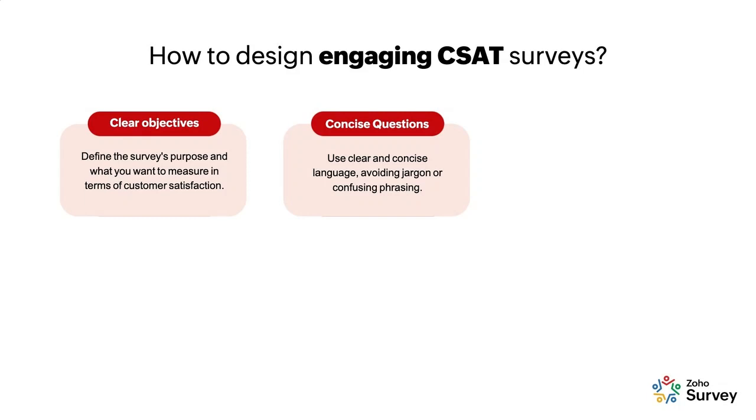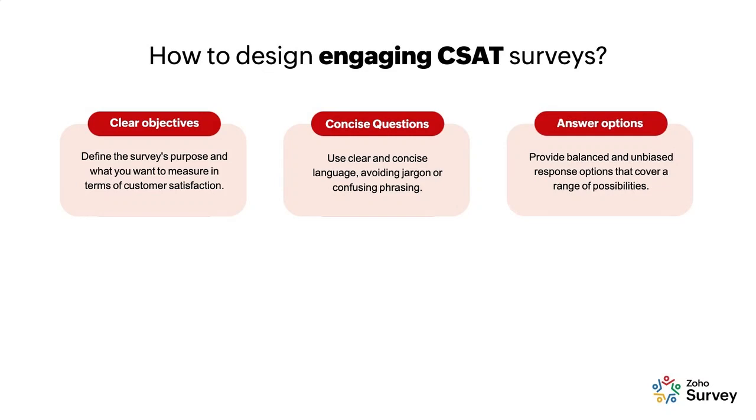Next one is answer options. Provide straight, clear-cut options to choose from. If the answer options are too complicated, then they might start picking them randomly, so the quality of the data will go down. Try to include a neutral option so people may not feel intimidated to either strongly agree or disagree.